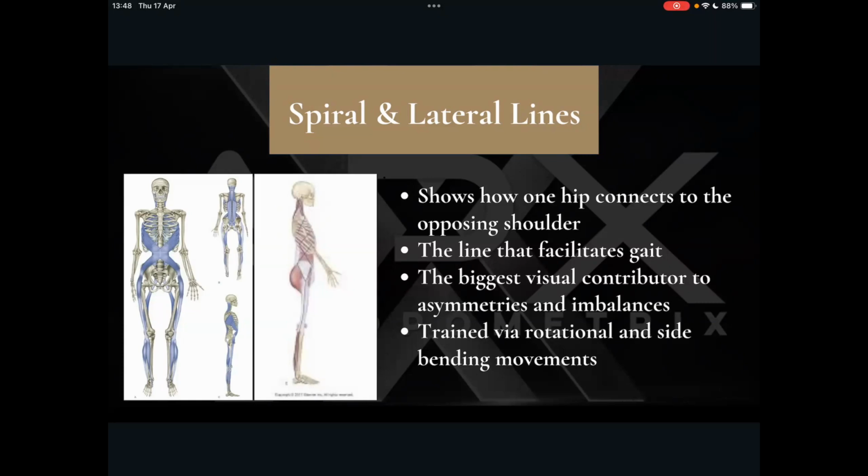The one to the right, and I do apologize because it's not the greatest of images, is the lateral line. The lateral line is one that goes from the outside of the body and runs ipsilaterally. So it doesn't cross the body, but it goes all the way through the side, through the lateral hip fascia, through the rib cage and into the neck. That one's very important for side bending and being strong in single leg stance. So when we're walking, that one needs to be incredibly strong.